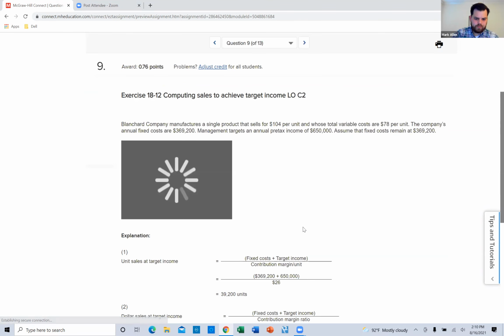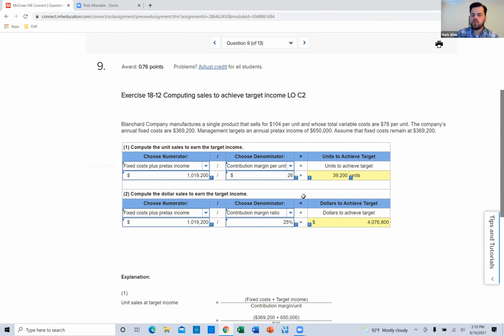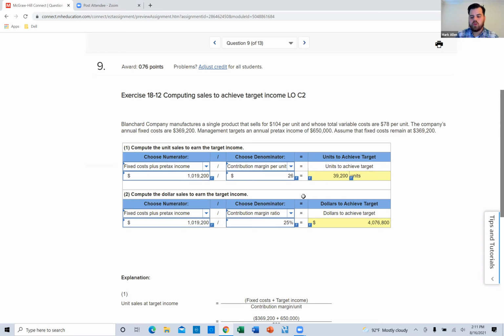Number 9. So this one's very similar to the last one. We're just making one small change. Now we don't want break even. Now we want income, right?